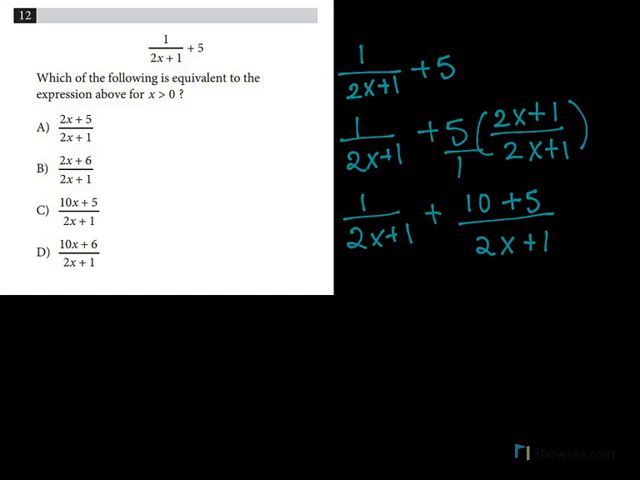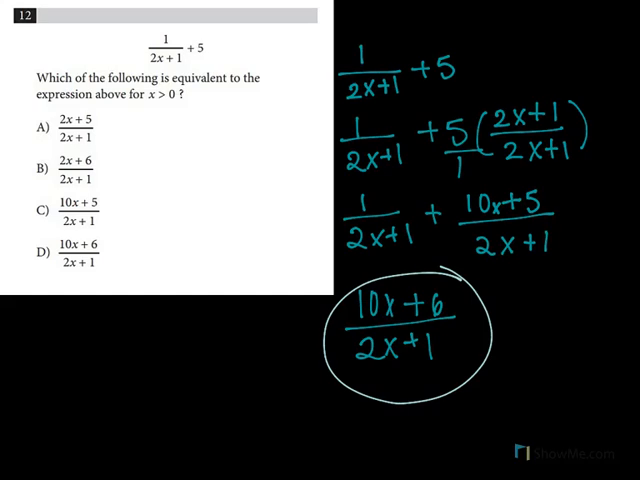So now we can just add them together. Oh, my mistake, this is 10x. So yeah, it would just be 10x plus 6, because 1 plus 5, and the denominator just stays the same because of adding and subtracting fraction rules. And there we go, that is our answer. So in the option choices, choice D is the correct answer because that is 10x plus 6 over 2x plus 1, just like our answer.